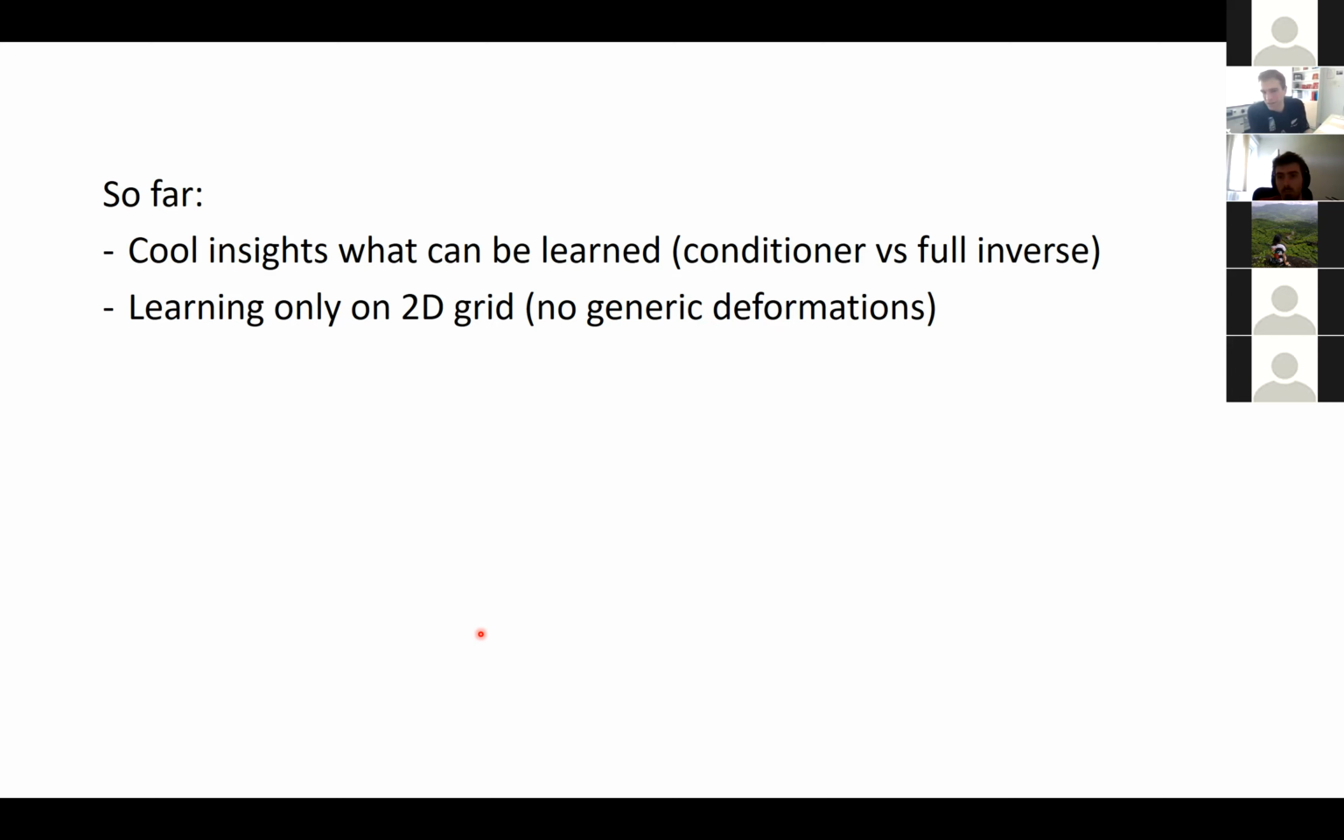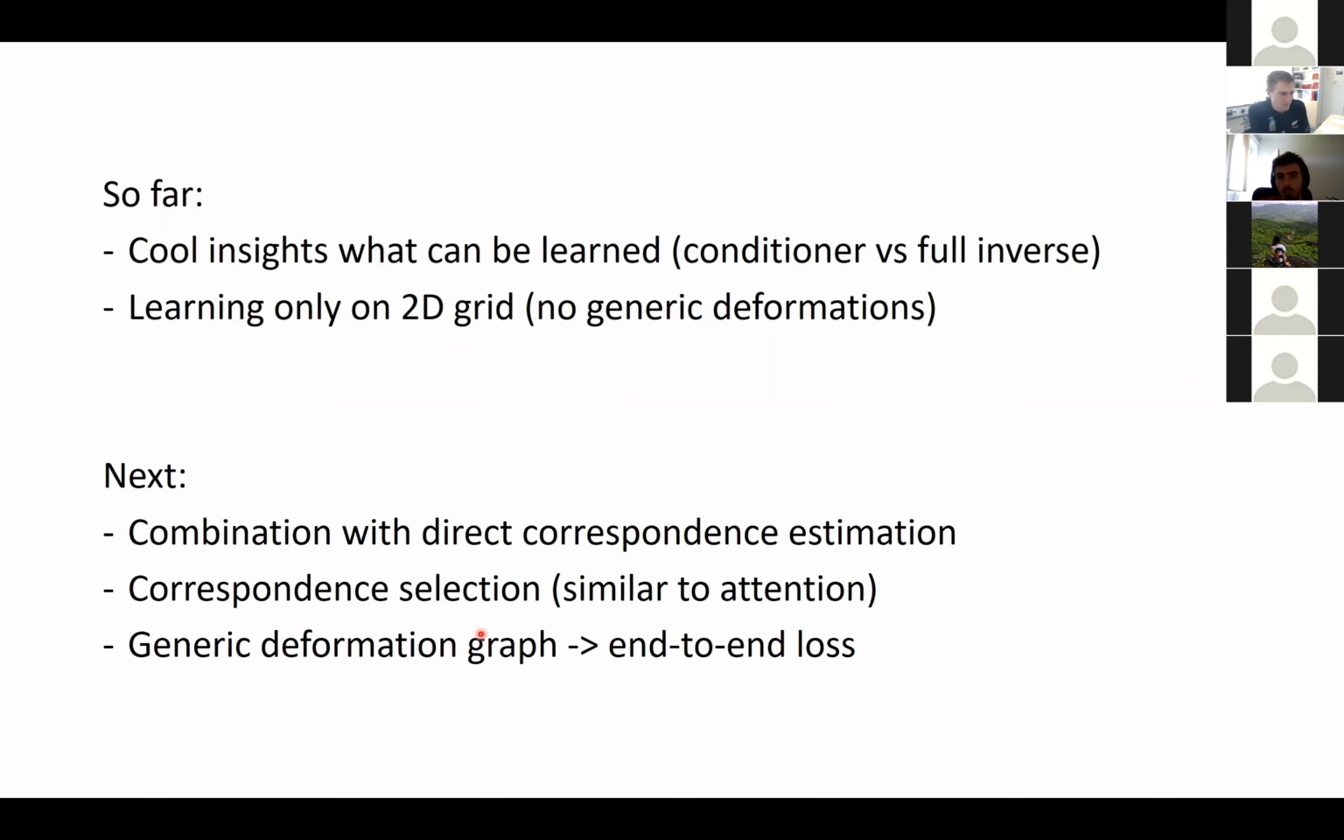You could probably try the same tricks here. So what are the next things? Well, we want to essentially do a bit more. We want to combine. The one thing I actually thought first, deep features are cool, but then I realized, well, maybe direct correspondence estimation could stabilize the problem. So this is something we wanted to combine. But we wanted to actually do a bit more here.